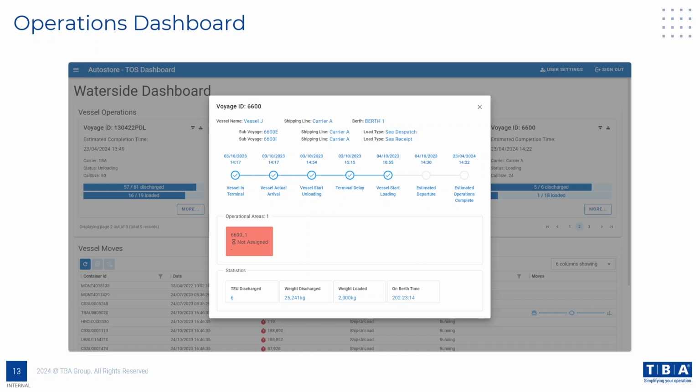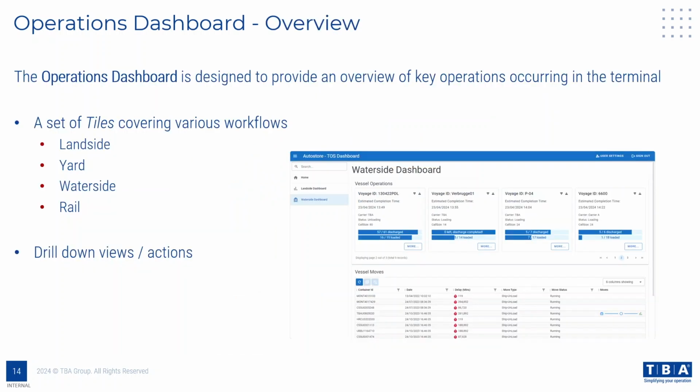So how are we organising this operations dashboard? As I said, it's to provide an operations overview to the control room, to management, to whoever. And we've organised it as a set of what we call tiles with the navigation between those, between the operational areas, 3 actually, because we will include rail, by the way. So it's for landside, i.e. truck operation, waterside, vessel operation, yard and rail operation.